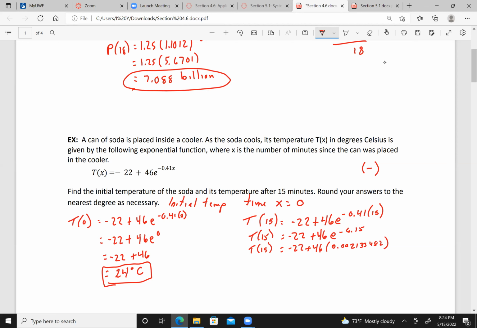That gives us 0.002133482. And I'm just going to go ahead and multiply that by 46 and not get a whole lot. Negative 22 plus 0.098, which gives me negative 21.902. The nearest degree would be negative 22 degrees Celsius.